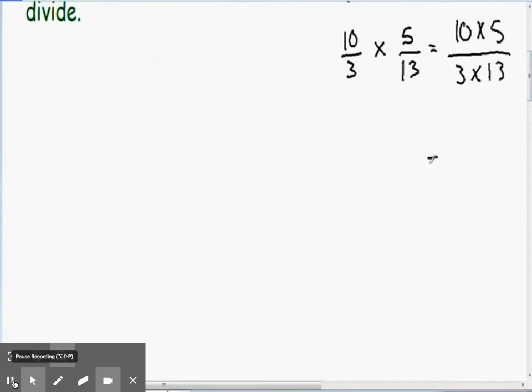And now I'm going to simplify this even further. In our numerator, we have 10 times 5, which is just 50. And in our denominator, we have 3 times 13, which is 39. So now we have a final answer of 50 over 39. But since we divided two mixed numbers, our final answer also has to be a mixed number.